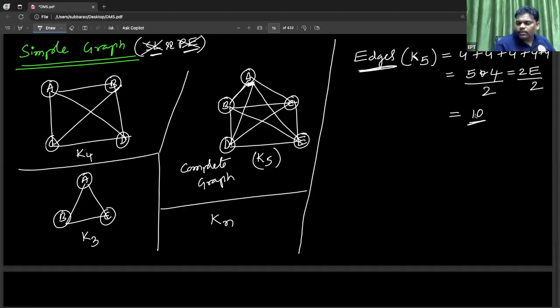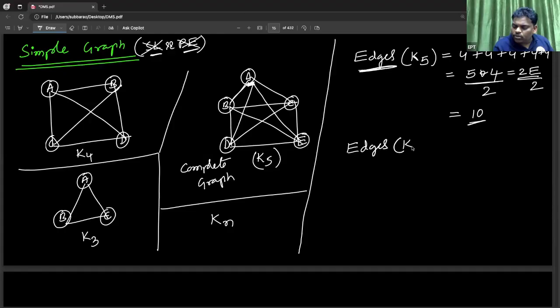Count. The sum of degrees is 2 into e, right? But I want edges, so divide by 2, the 2 cancels, and e will come. So the number of edges became 10. If anyone still has doubt, let me go a little more carefully. See this one, the number of edges will be easy to get now.